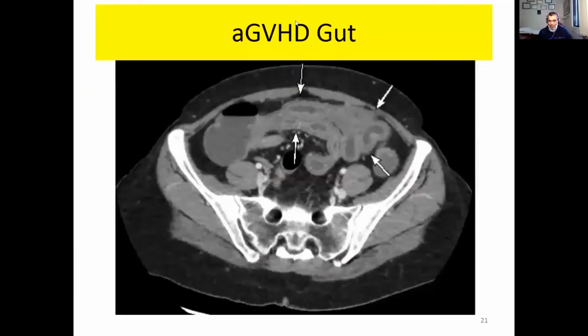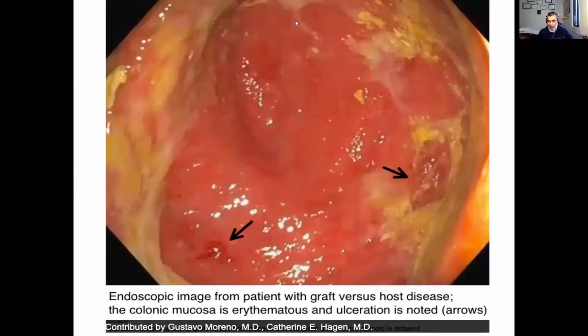This is a CT scan of the gut. You can see thickened bowel loops with fluid in them, and that is by no means pathognomonic of GVHD. This is what you will see in a typical patient with GVHD, but that does not pin down your diagnosis. You can do an endoscopy and you can sometimes see pseudomembranes, erythema, ulcerations. Again, none of these is pathognomonic or diagnostic of GVHD.